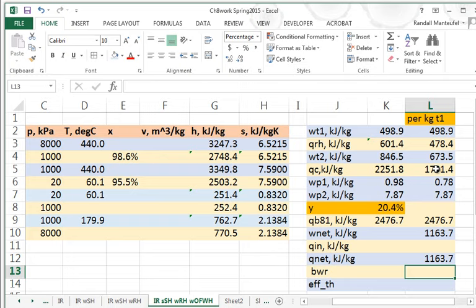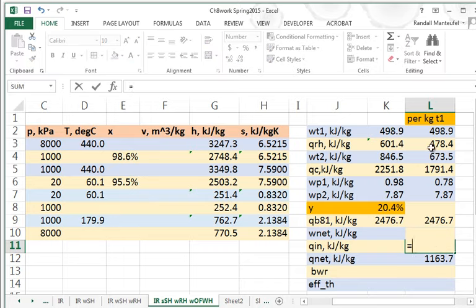Yes, sir. That column, what is that called again? Is this per kilogram of the turbine work? Through the first turbine, yeah. They explain it well in the book, so please read that as well. Let me finish this out. Q in equal to the reheat plus the amount in the first pass.